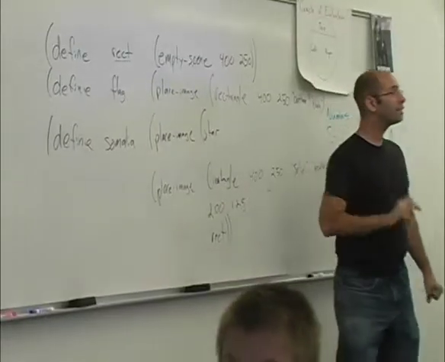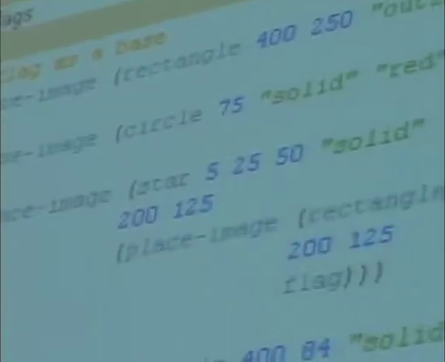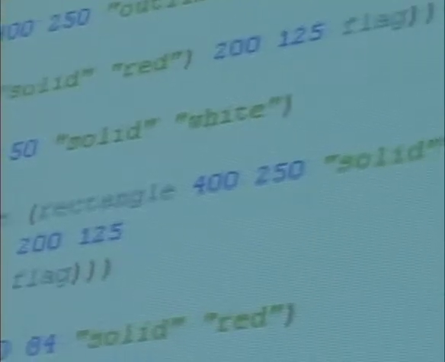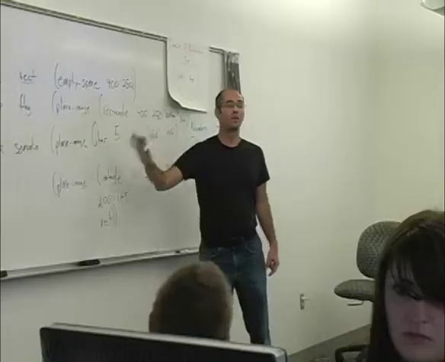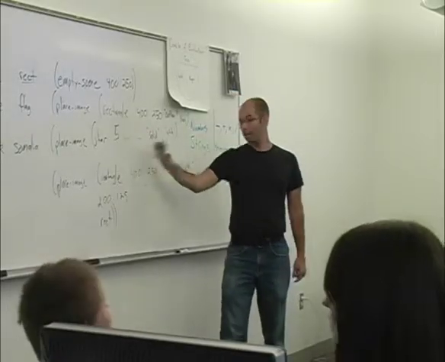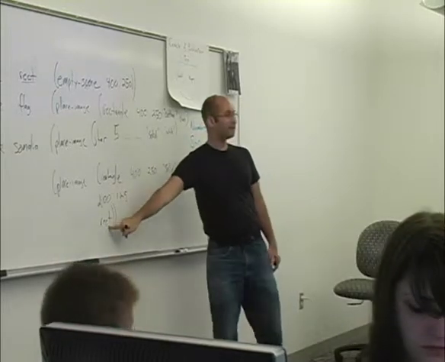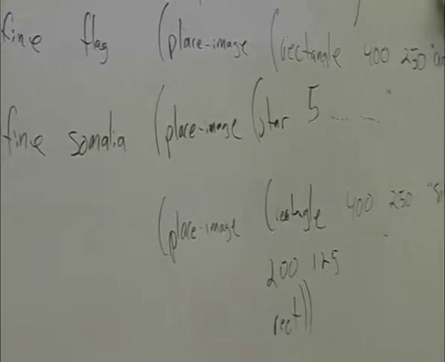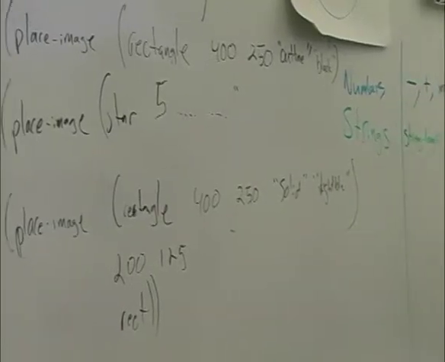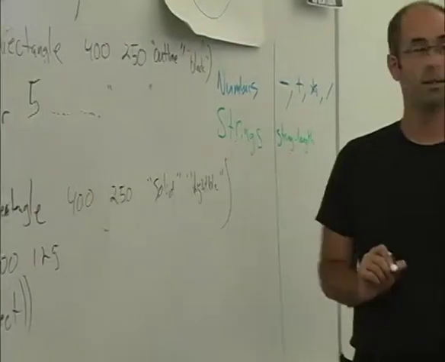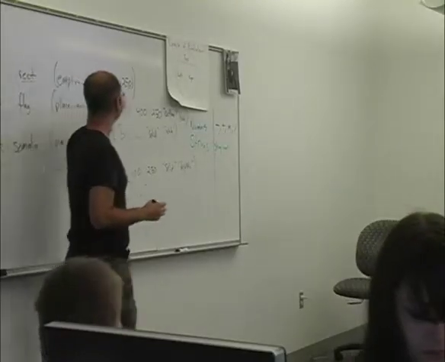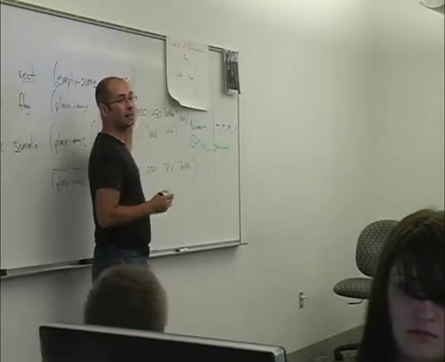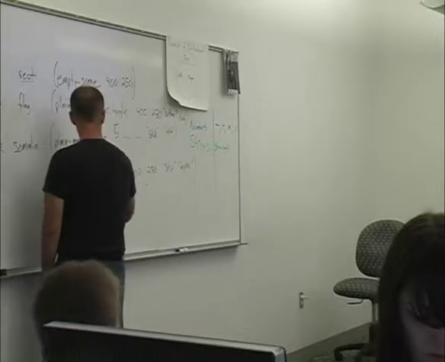Great. The flag of Somalia is a five-pointed star. So now I'm placing a star on top of the result of placing a rectangle on top of my empty scene. Where does the star go in the Somali flag? We need to give it an X and a Y coordinate. In the center. We know how big our scene is, so what are the coordinates at the dead center? 200 and 125. There you go.